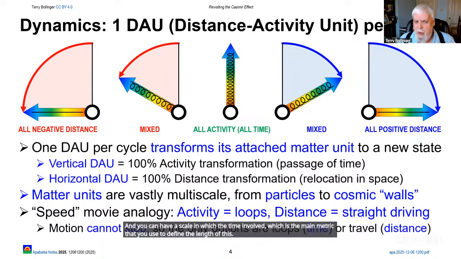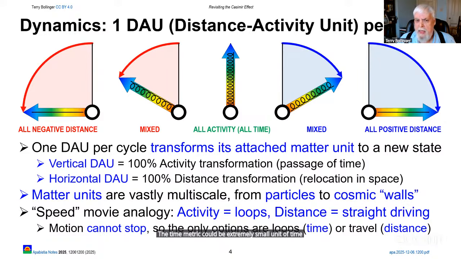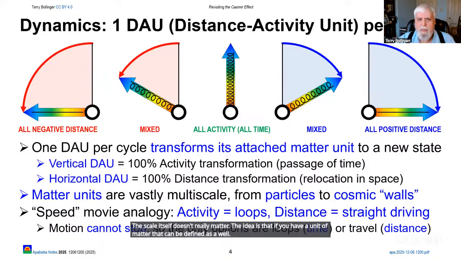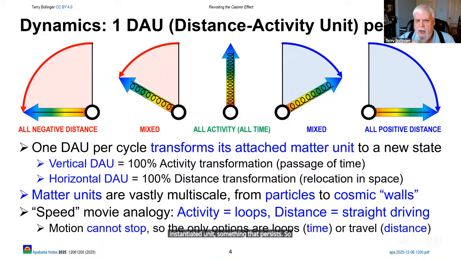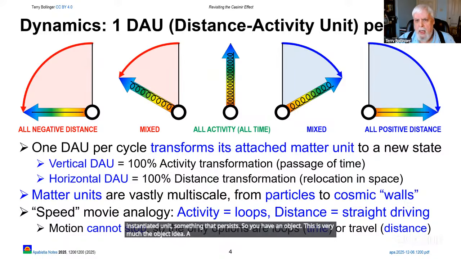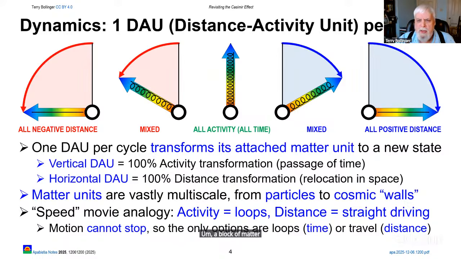The time metric could be an extremely small unit of time, a very large unit of time, could be a million years, a million light years. You can also have very small nanosecond particle type things. The scale itself doesn't really matter. The idea is that if you have a unit of matter that can be defined as a well instantiated unit, something that persists, so you have an object. This is very much the object idea. A star is an object. A block of matter that is moving through space is an object. Anything that has that kind of unity, where you can define it so that it goes through a period of time, has this ability to have a transformation that can go in a number of different directions in the future.